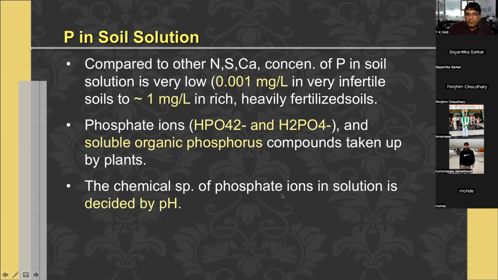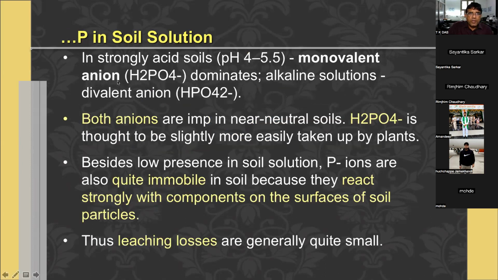The chemical species of phosphate ions in solution is decided by pH. There are three species: H2PO4 minus 1, HPO4 minus 2, and PO4 minus 3. In soil solution, in strongly acid soils like pH 4 to 5.5, the monovalent ion H2PO4 dominates. In alkaline solution, HPO4 minus 2 dominates. Both anions are important in near neutral soils, where you will have equal amounts of both.